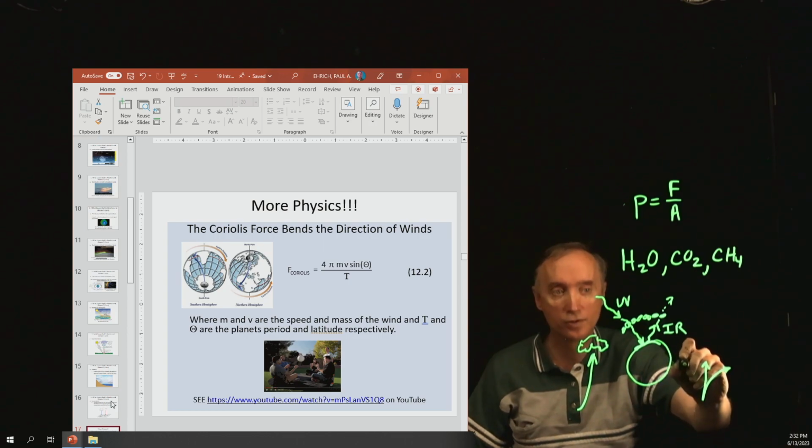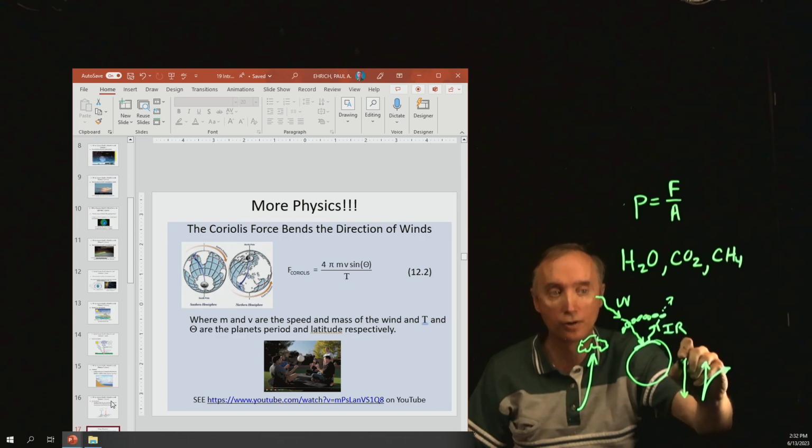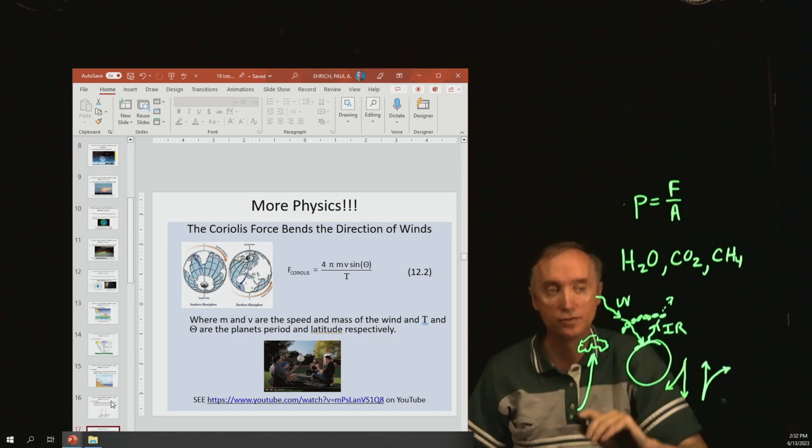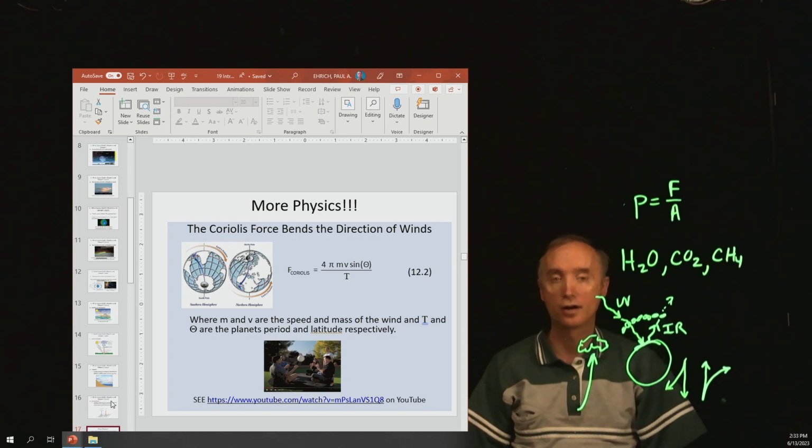So if a wind was trying to go in this direction, it would again be blown off course and bent to the right, like that. So all wind systems are going to be bent like this because of the Coriolis effect.